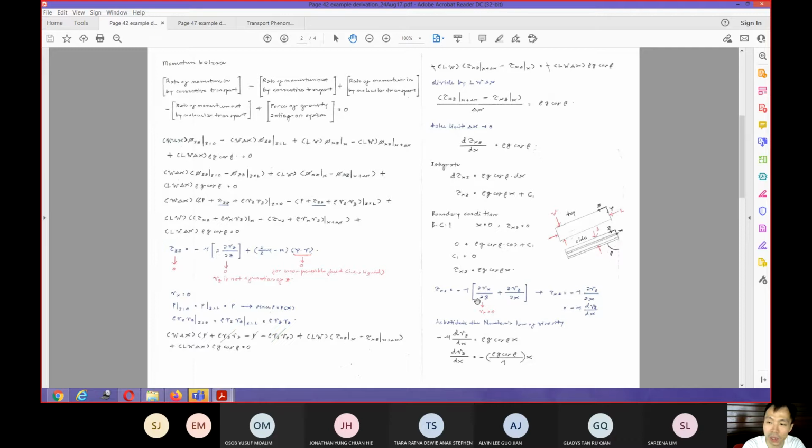Because this is a tensor quantity, I keep on iterating this fact from my last lecture, the drop-in session. Okay, so this tau xz is a linear function in x, rho g cos beta x.